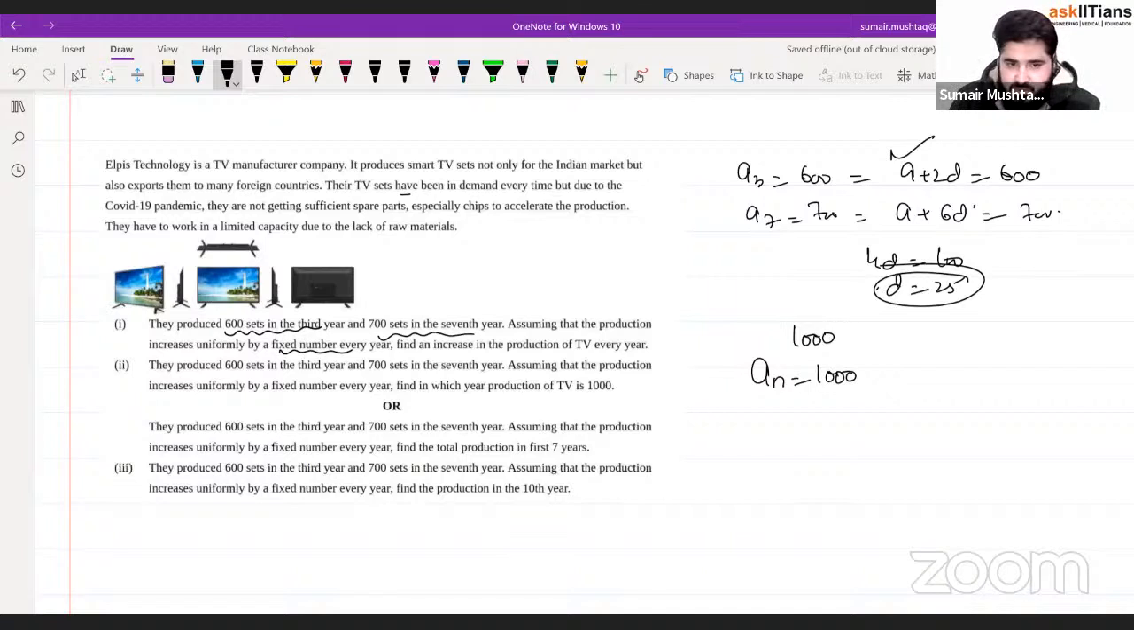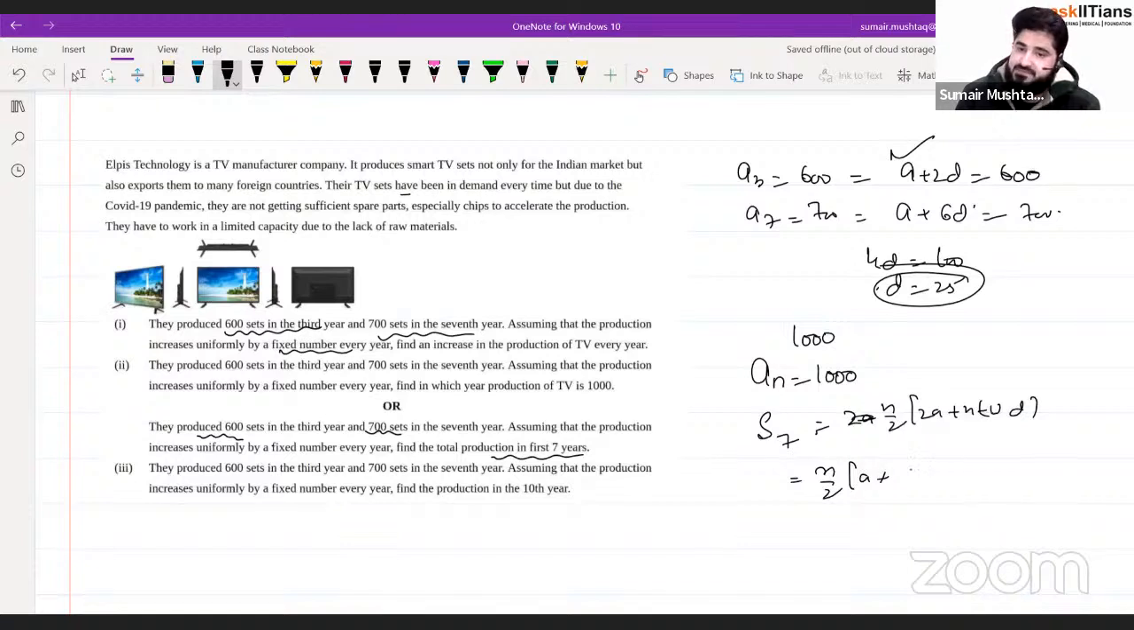I think the next part is also easy. Find the total production in the first 7 years. That means you have to find the sum of the first 7 terms, S7, which is equal to n by 2 into 2a plus n minus 1 into d. Or you can use n by 2 into a plus l, where l is the last term, A7, isn't it? This can also be used.